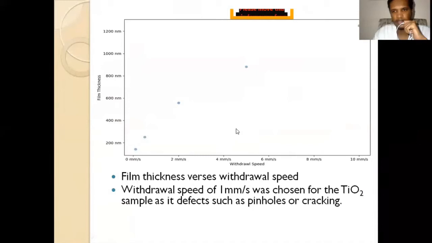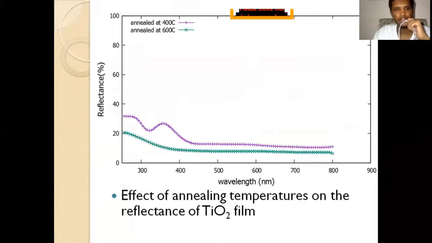The first optical characterization we did was just on the undoped TiO2. In this case, we wanted to observe how different annealing temperatures would affect reflectance. What was observed was that annealing the film at 400 degrees Celsius showed a relatively higher reflectance than the film annealed at 600 degrees Celsius.